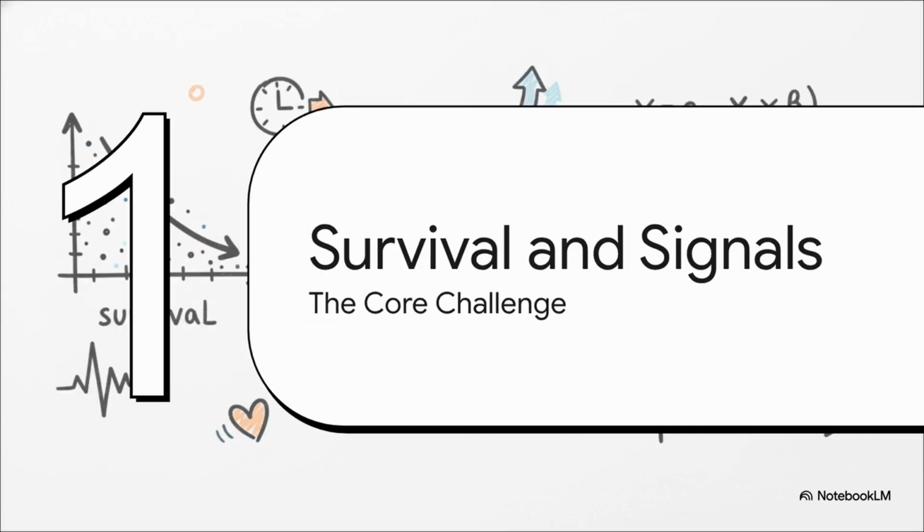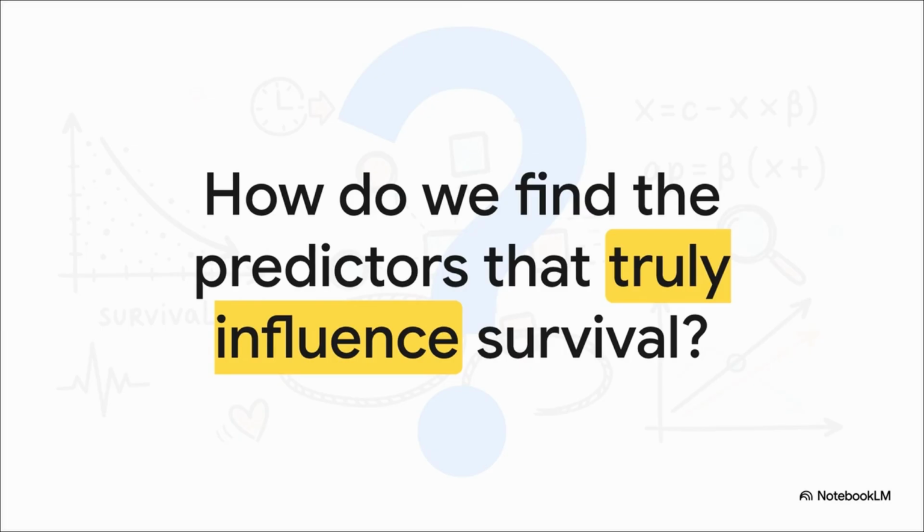All right, first things first, let's set the stage. Picture this. You're running a clinical trial, and you've got dozens of variables for each patient. We're talking age, blood pressure, specific genetic markers, the whole shebang. So how on earth do you figure out which of those are the real predictors of survival and which are just, well, random noise? That is the fundamental challenge, right?